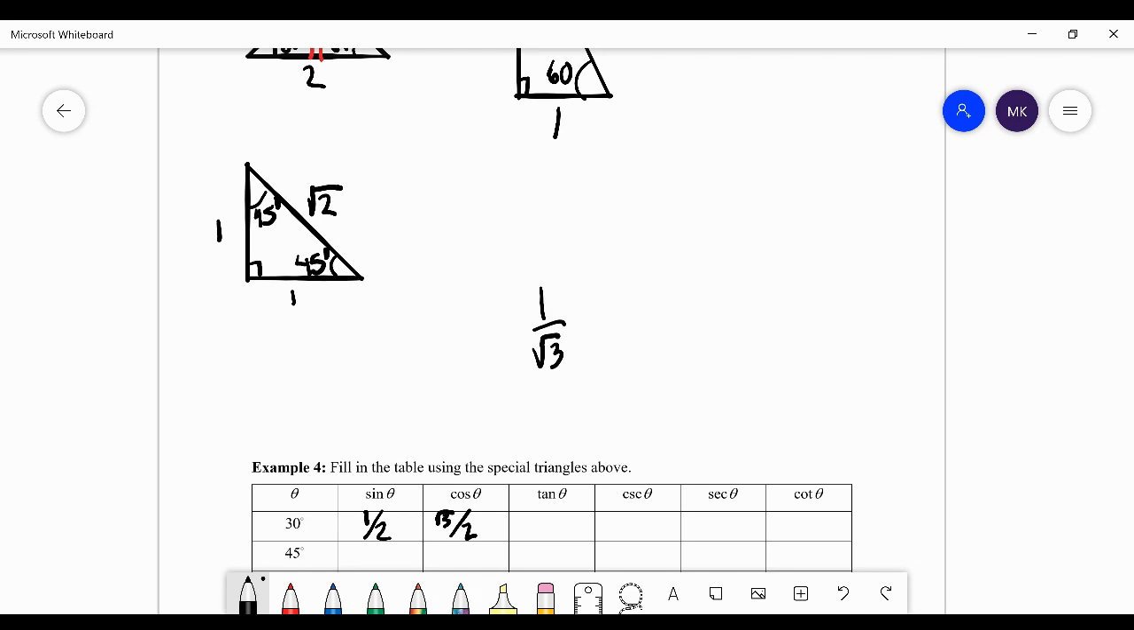Now, I'm okay with this on a test or anything like that. I'm not going to make you guys rationalize these, but it is something that's good to know. Typically in mathematics, putting a radical in the denominator is frowned upon, mostly for simplicity and beauty. And so what we want to do here is multiply this by root 3 over root 3. When we multiply fractions, we just multiply straight across.